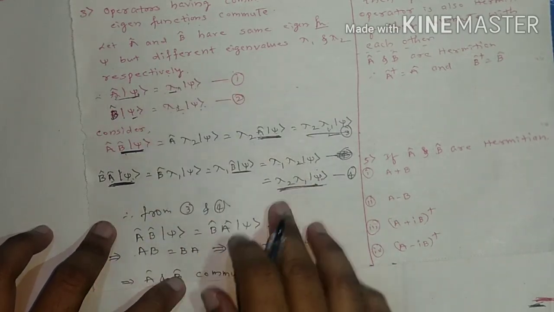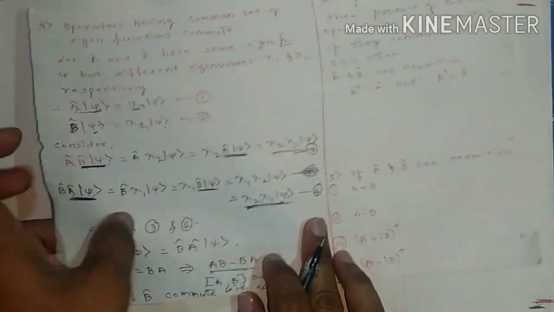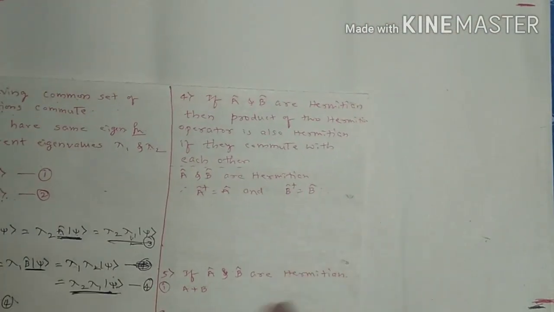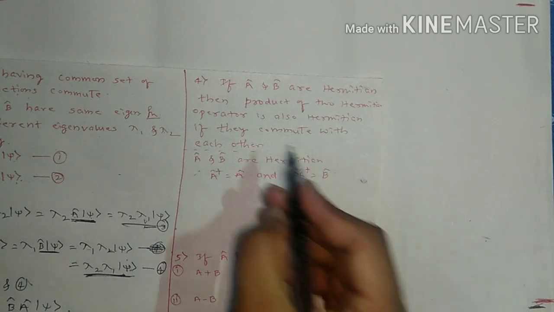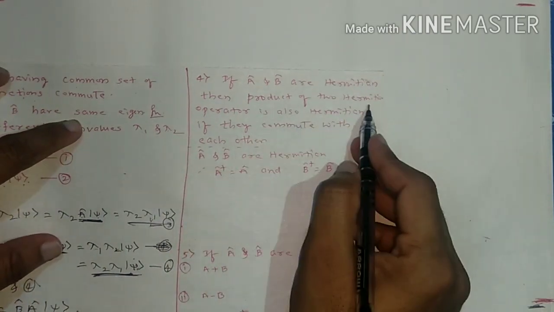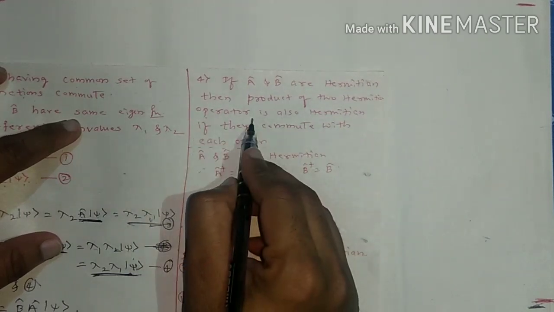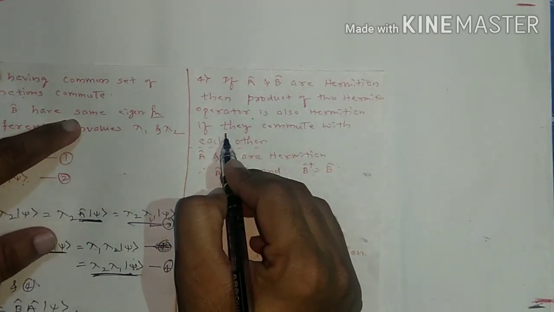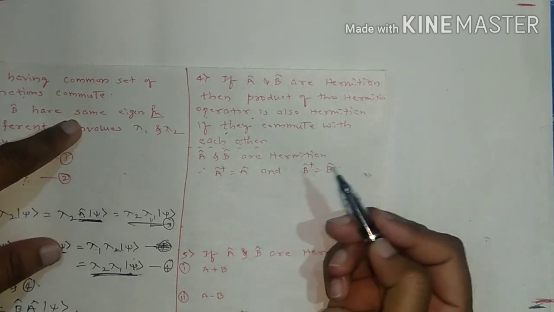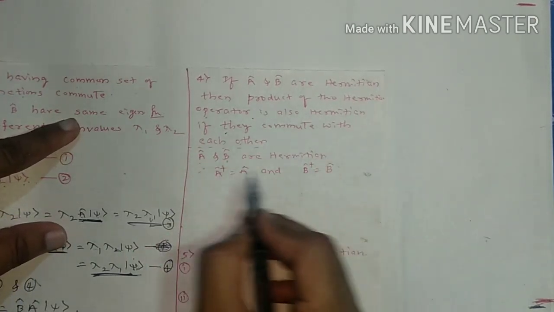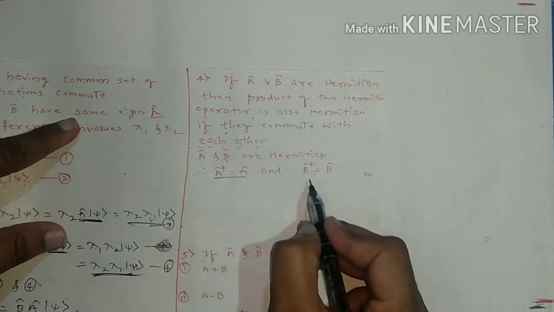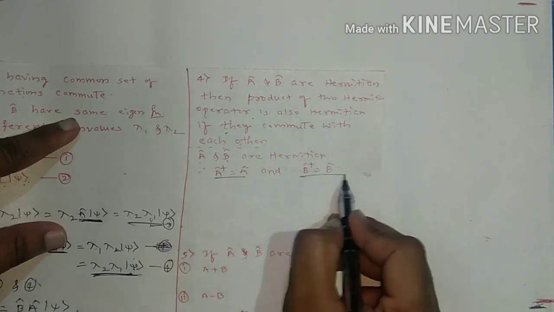So this is the proof of this property. Let us see one more simple property of Hermitian operator. If A and B are Hermitian, then the product of two Hermitian operators is also Hermitian if they commute with each other. So suppose we have A and B are Hermitian, that means A dagger will be equal to A and B dagger will be equal to B.